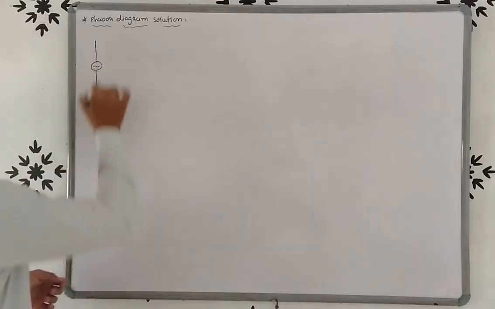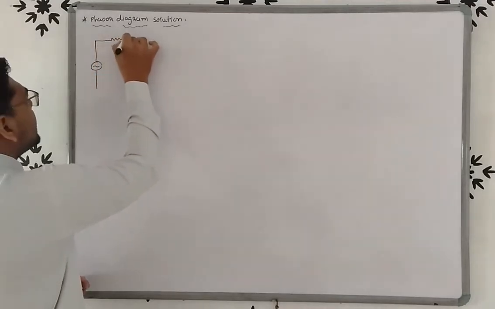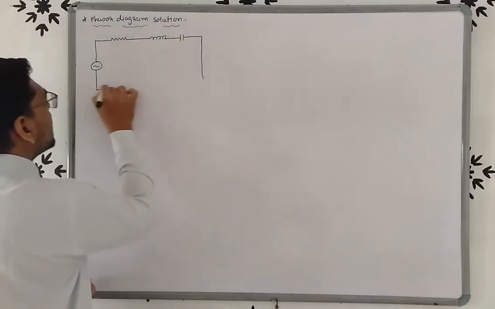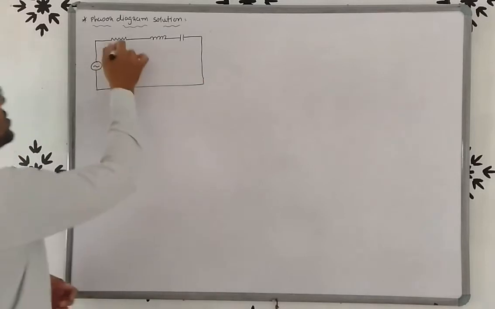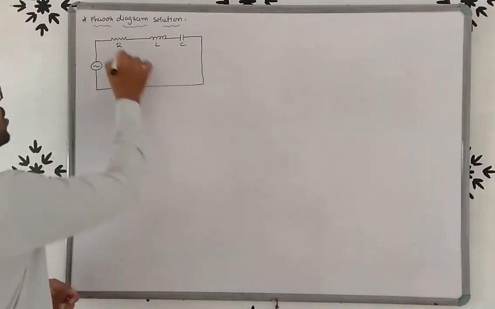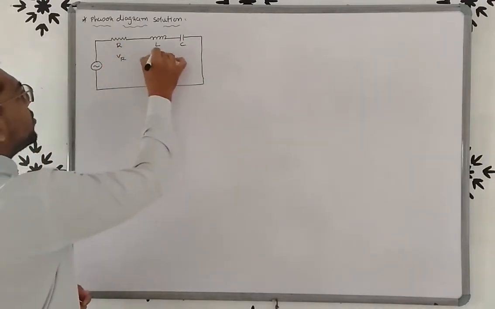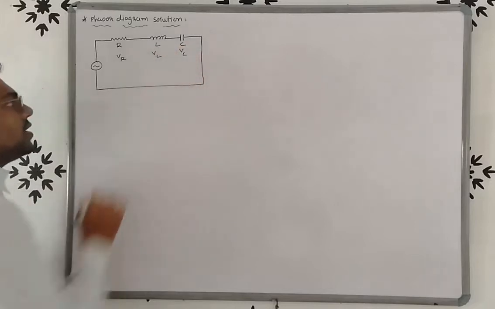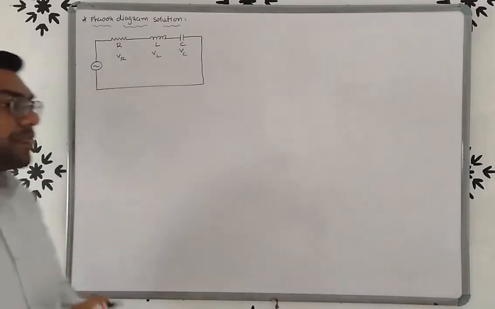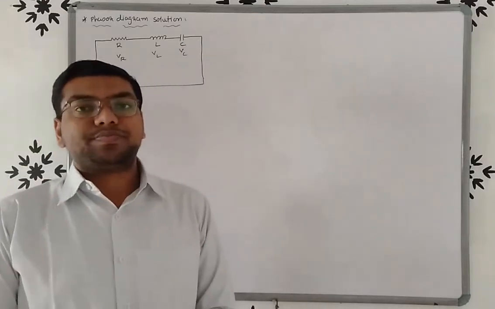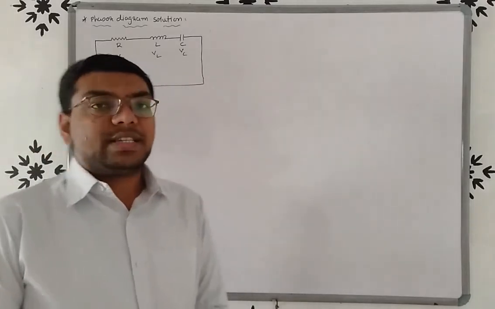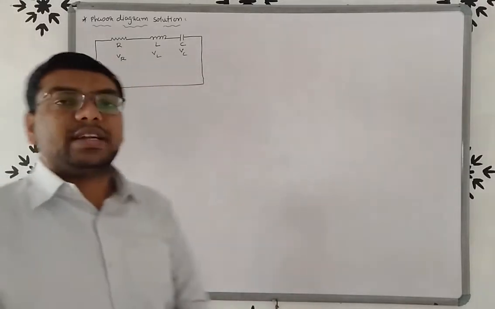Right. So here we connect AC voltage to a resistor, then an inductor and a capacitor. The potential of the resistor is VR, the potential of the inductor is VL and the potential of the capacitor is VC. Right. So here the AC voltage is connected to resistor, inductor and capacitor.